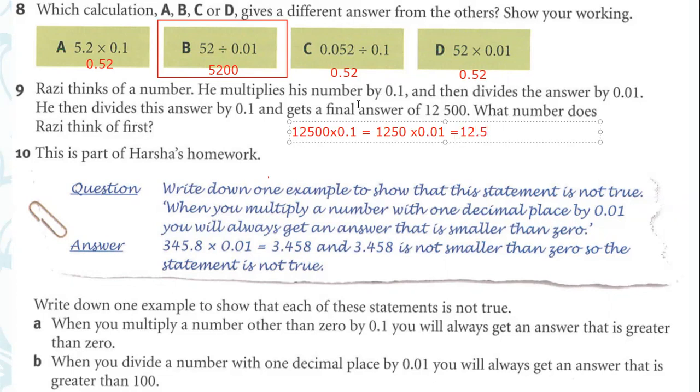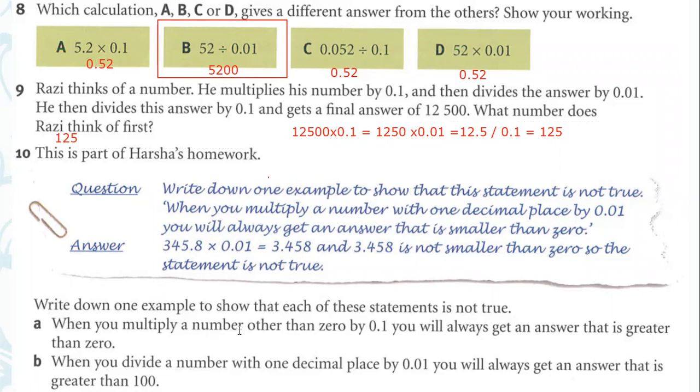Okay, then he says multiply by, so it means I divide this number by 0.1. Divide means multiply by 10. So my answer is equal to 125. So the number Razi thought of is 125. Okay. So as it is the same, this part is Harshan's homework.